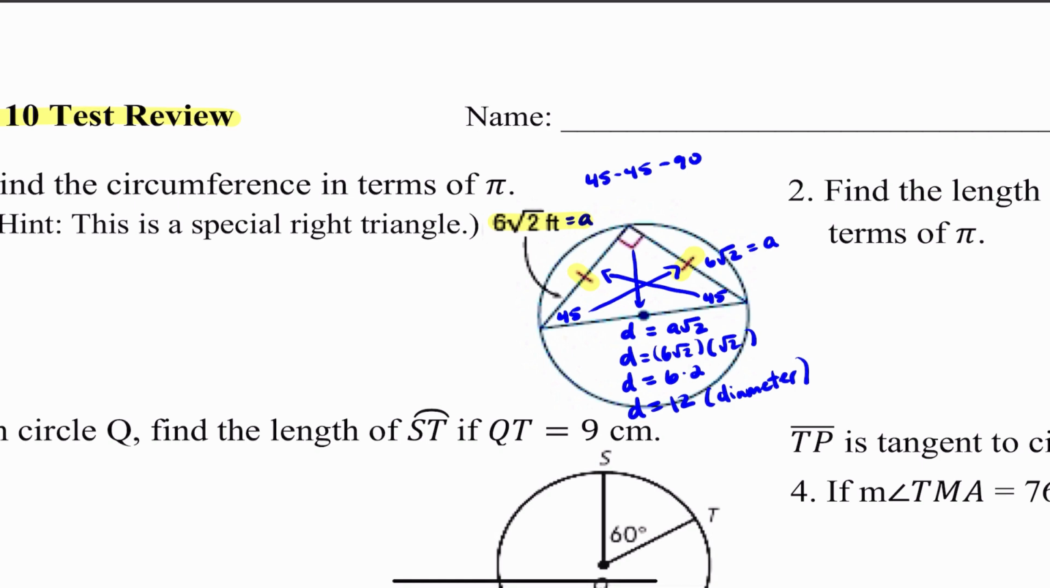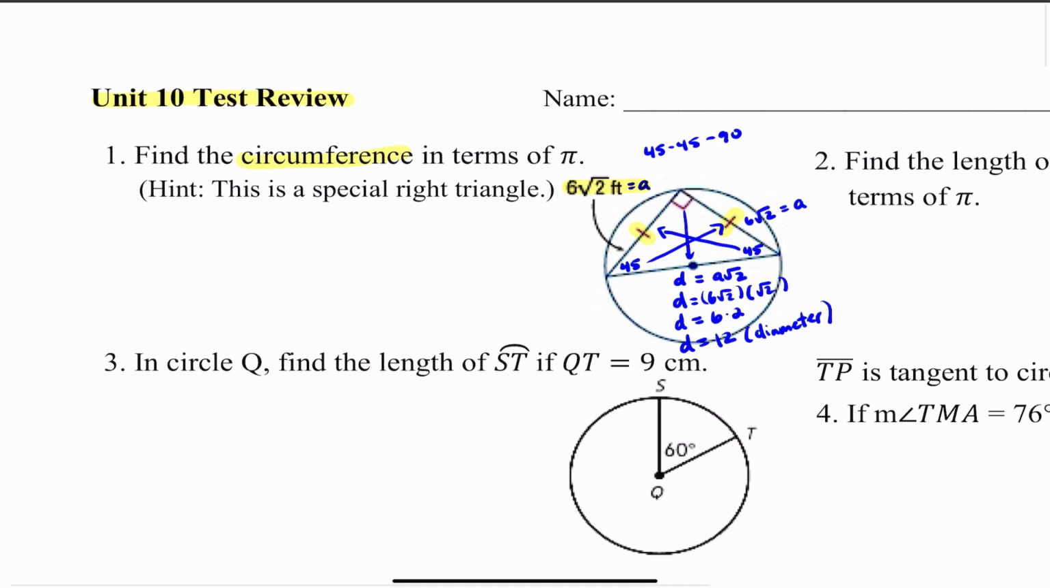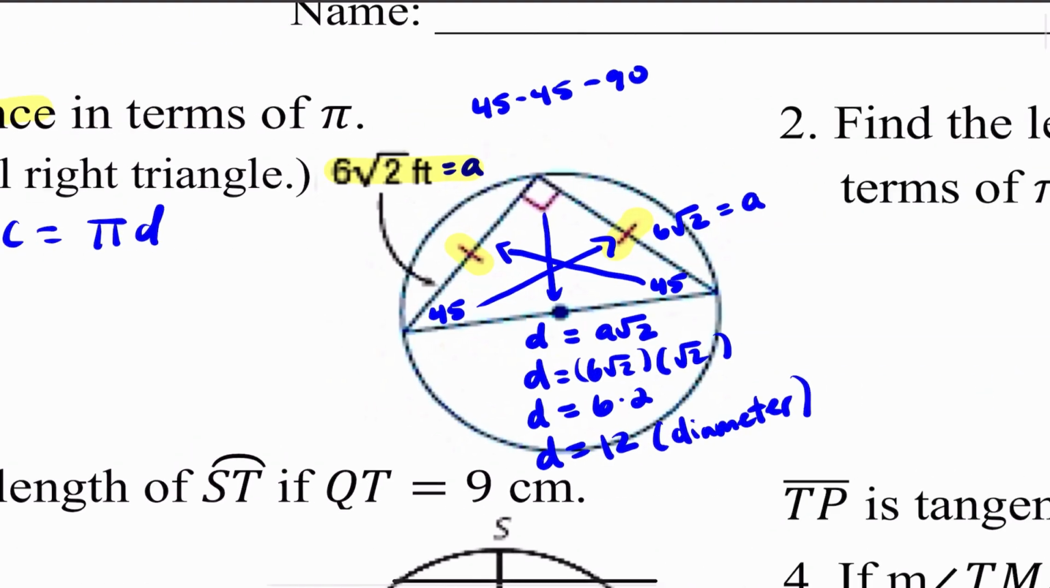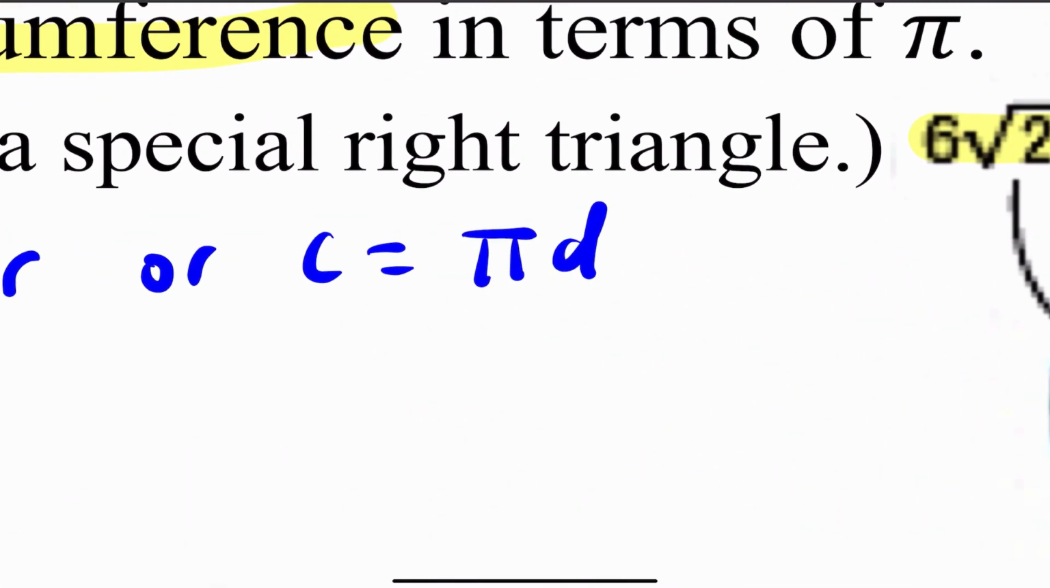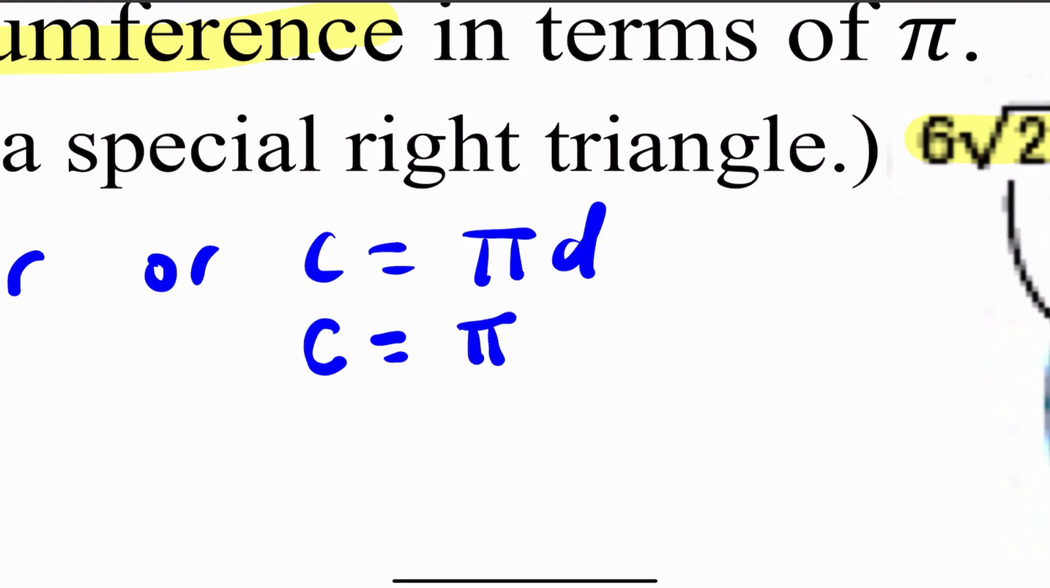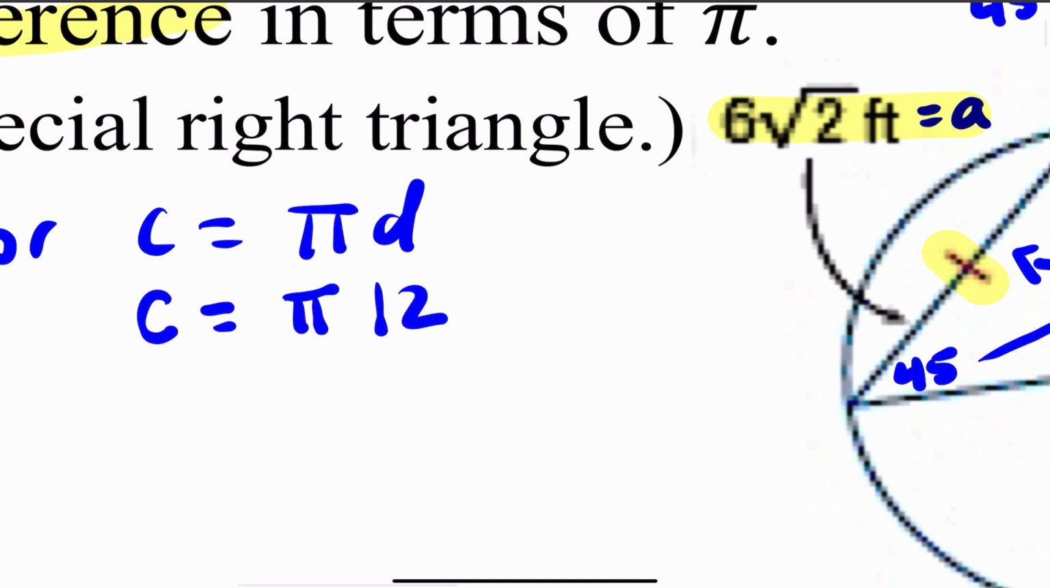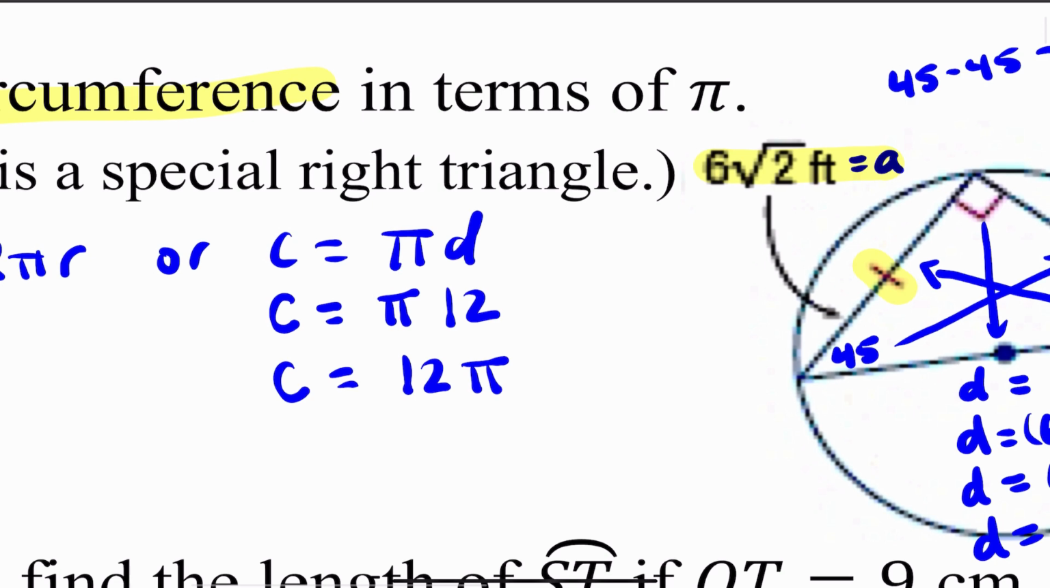So if the diameter is 12, and I'm trying to find the circumference, the circumference formula is C equals 2 pi r, or C equals pi d. But the best formula to use, because I have the diameter, is C equals pi d. So C is equal to pi times 12, or C is equal to 12 pi. And this is your answer.